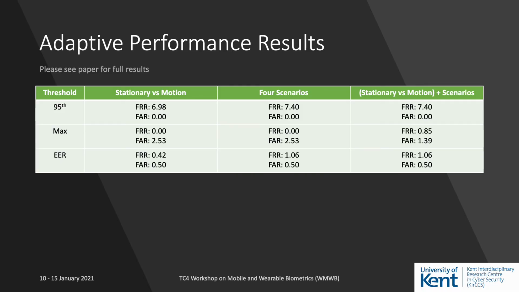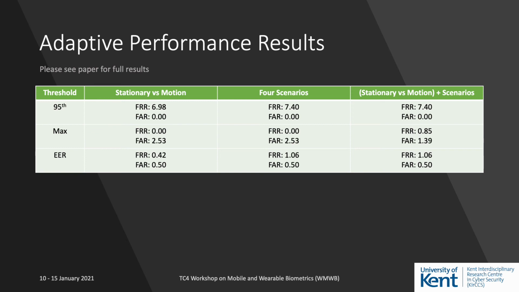This table showcases some of the results we were able to achieve using our adaptive method. We explored 3 combinations. Firstly, classifying between stationary and motion-based scenarios, followed by classifying all 4 scenarios separately. We finally trialed a combination of 2 classifiers. Firstly, to separate into stationary and motion, and then into specific scenarios to see if that alters the performance.